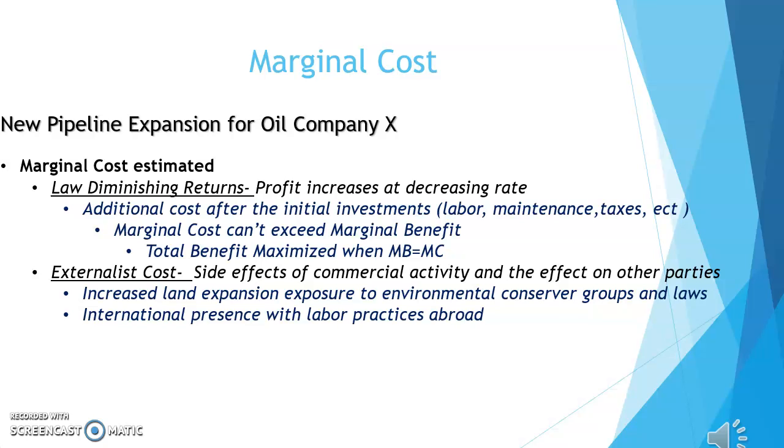So once those two are equal, you have maximized that benefit. Now that kind of goes into externalist cost. So this is a side effect of commercial activity and the effect on other parties. This is not directly impacting us as a pipeline expansion beneficiary, as a company. It is, what is the cost of this action that will impact others.